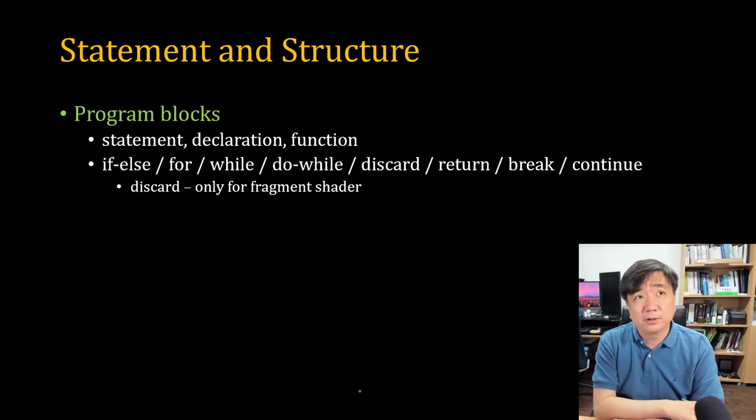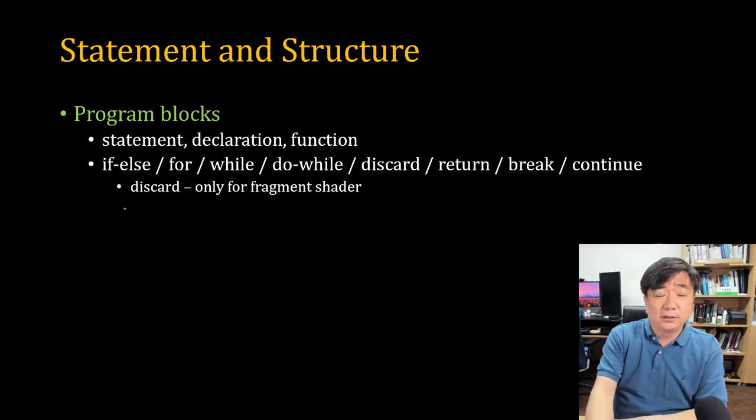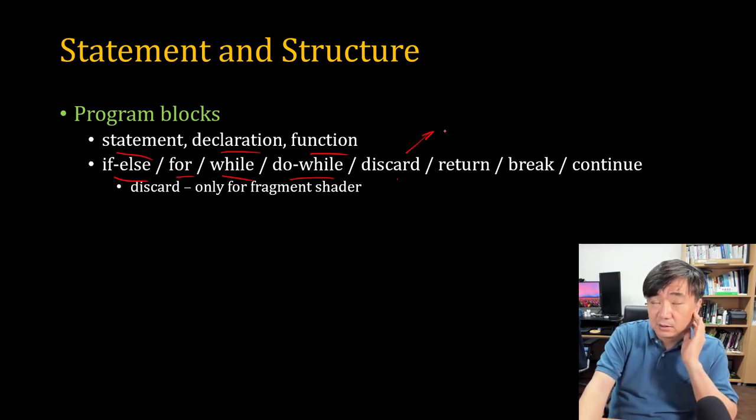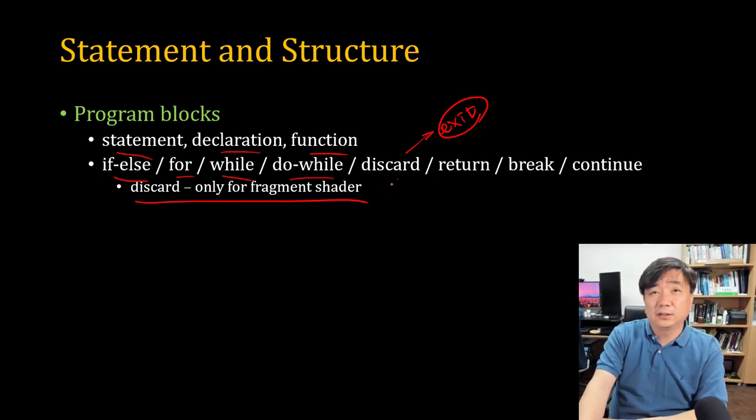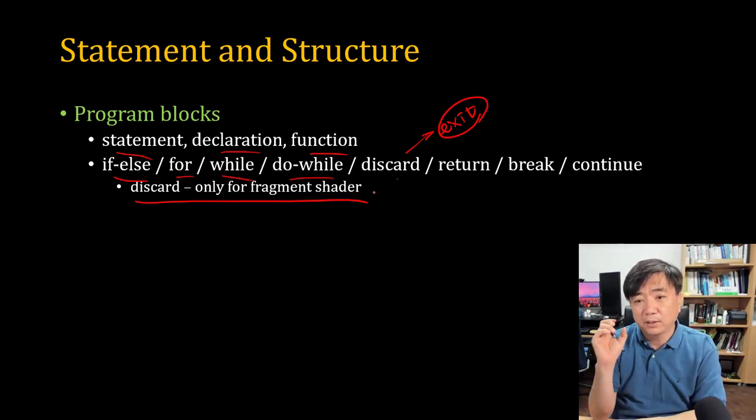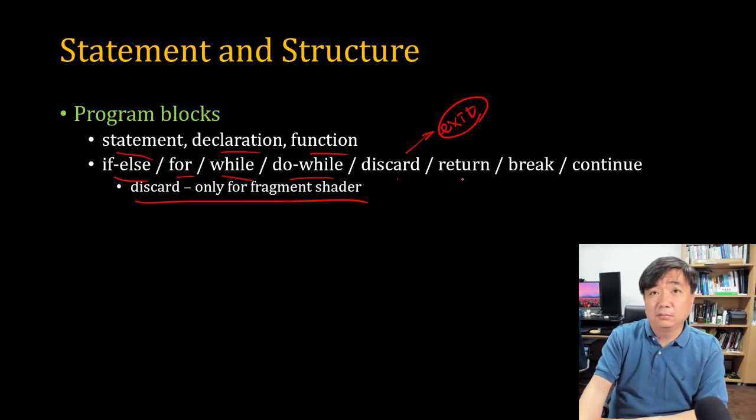Okay, statement and structure. It's like C or C++ or JavaScript. There are statements and function declarations. So if else, for loop, while loop, do while loop, and discard, which is somewhat like a return or exit. It is only possible to use in the fragment shader. So if discard is called in the fragment shader, then that fragment is discarded. Then of course there are return, break, and continue, used for functions, declarations and statements.